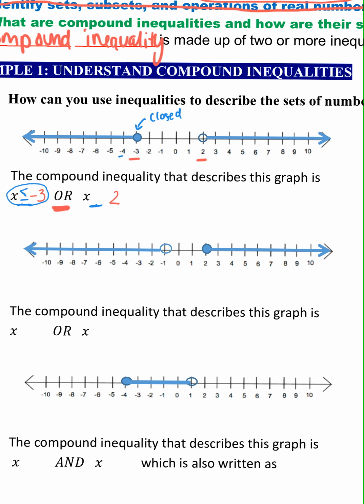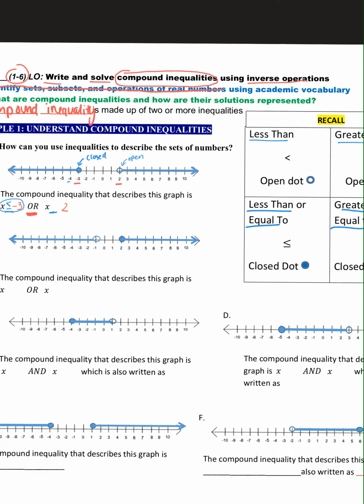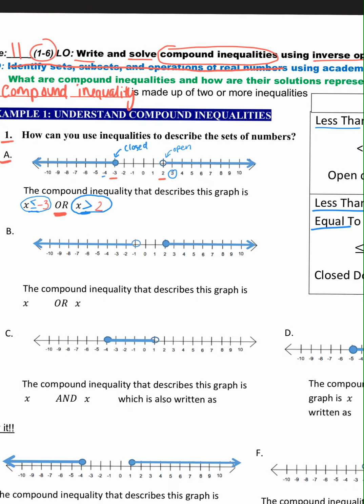Or, and now I see this is open, so my options are either less than or greater than. And I know that 3 is bigger than 2. So this is all the numbers greater than 2. So 2 is the minimum. So I know that that has to be greater than. And that's my compound inequality.